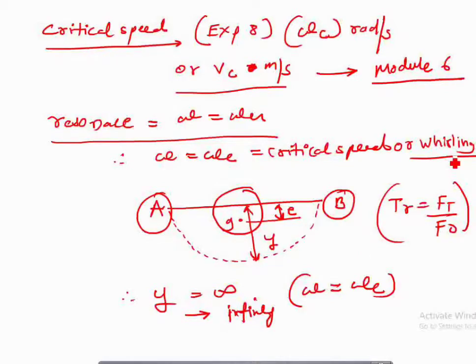Which means the shaft starts vibrating violently, and that is why it is very important to find omega n, the natural frequency of the shaft, to avoid the occurrence of critical speed, which may result in excessive noise and breakage of the shaft into pieces.